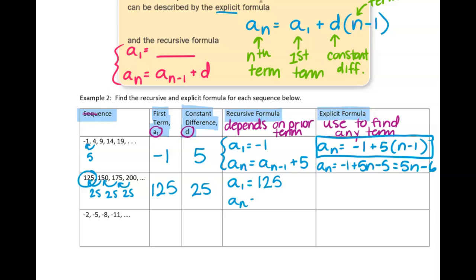A sub n equals a sub, and I'm saying sub like subscript, like underneath. That's what a sub n means when I say it. So a sub n equals a sub n minus 1 plus our constant difference, 25. For our explicit formula, a sub n, first term is 125, we start there, and we'll add our constant difference, 25, times n minus 1.